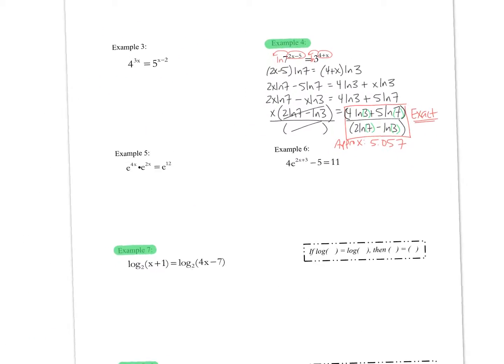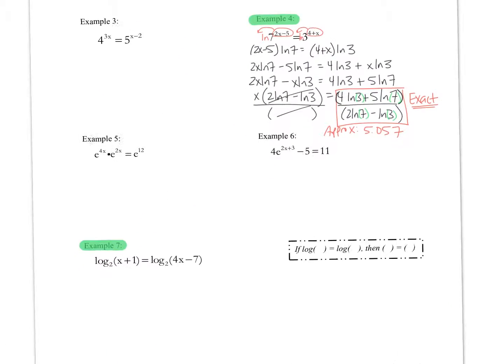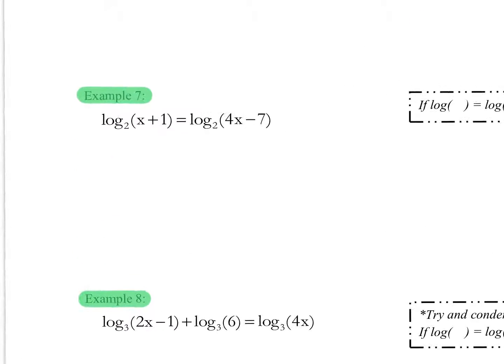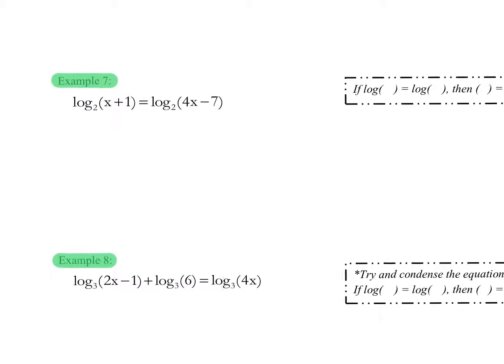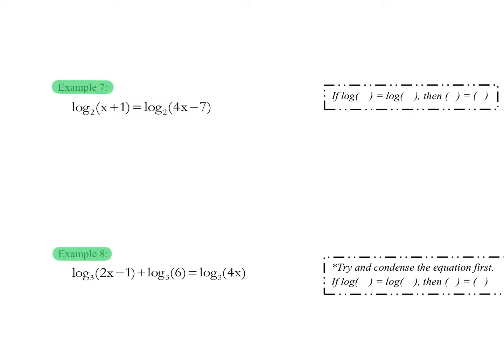Alright, so that's example number 4, just a little bit of a warm-up. Let's go to example 7. That's the next one that we haven't done yet. And I do have a little hint over here in the box. That hint says that if a log equals another log, then that just means that the parentheses have to be equal to each other.